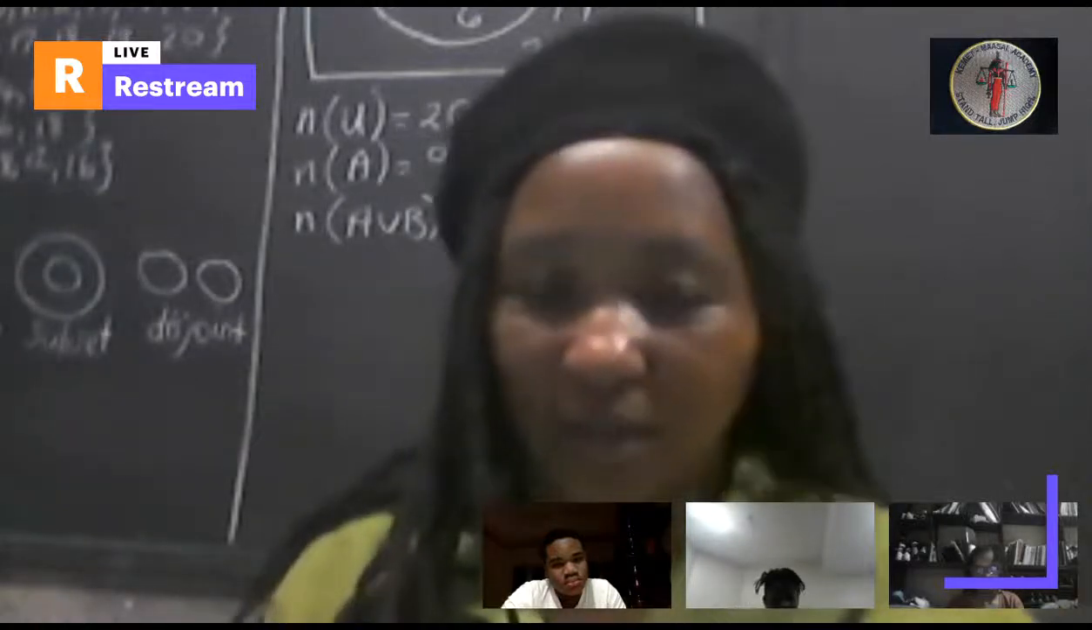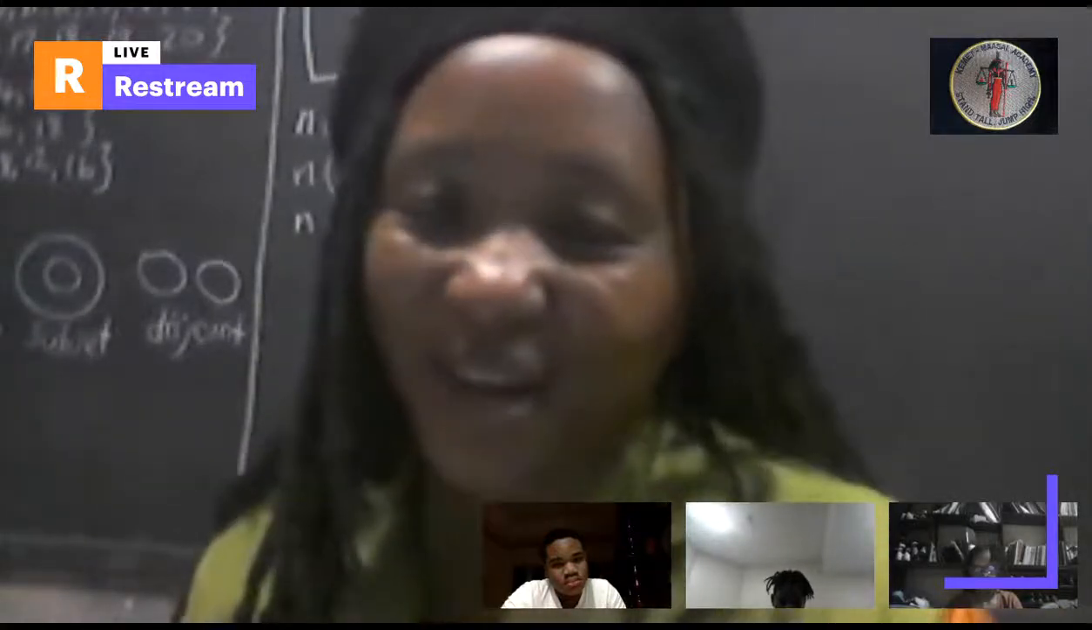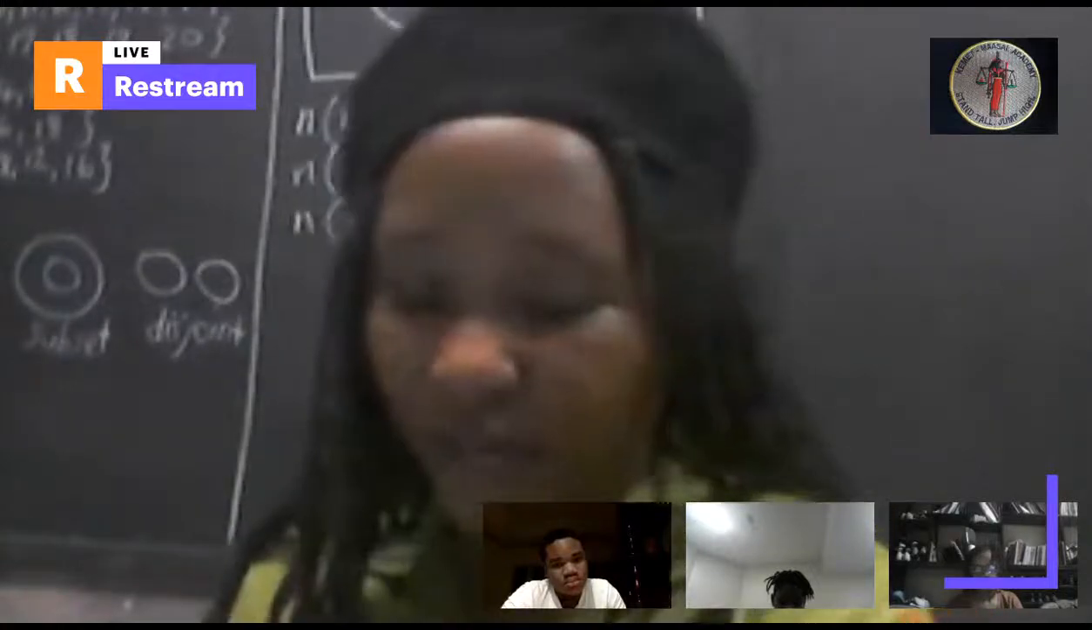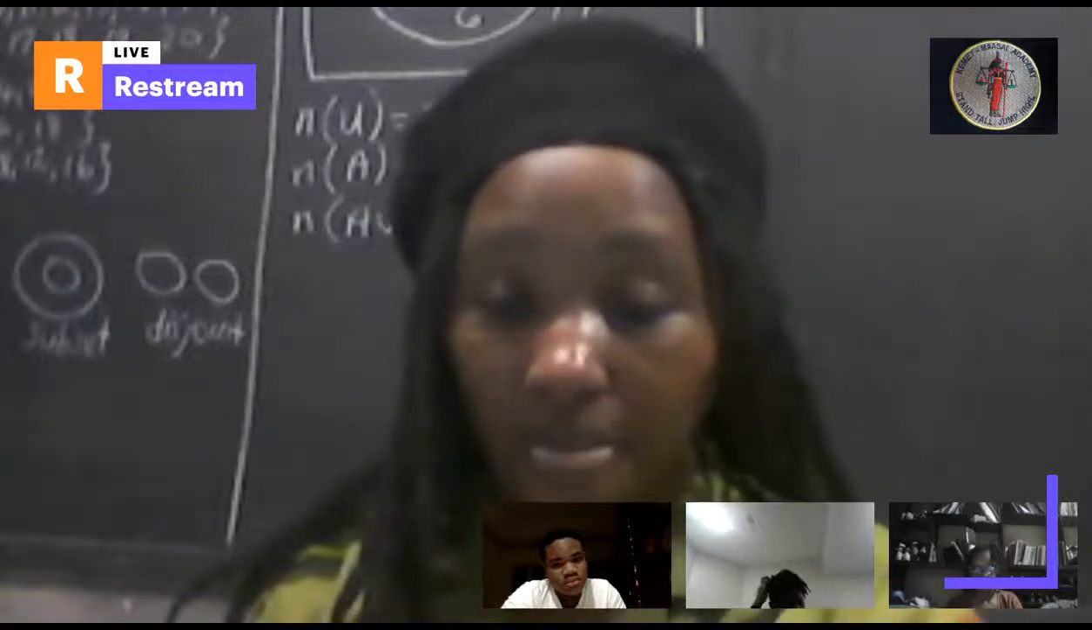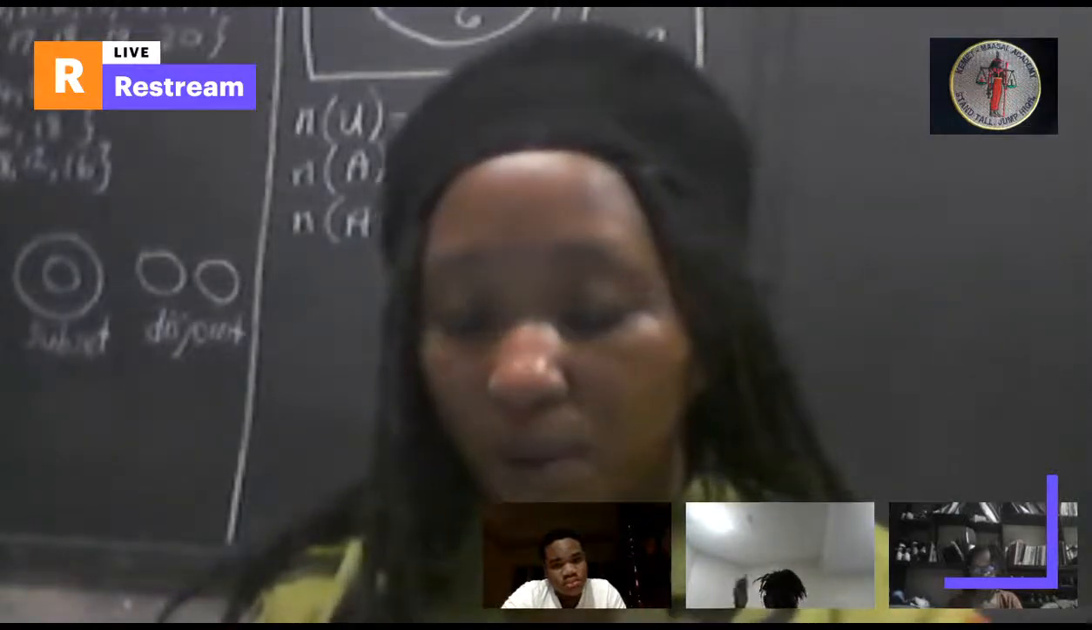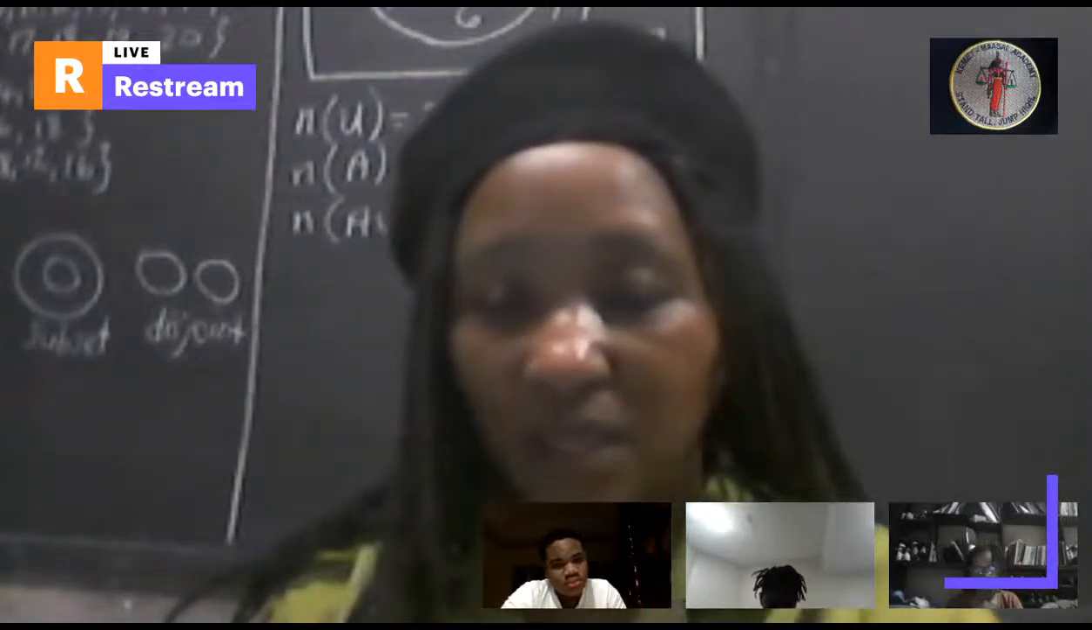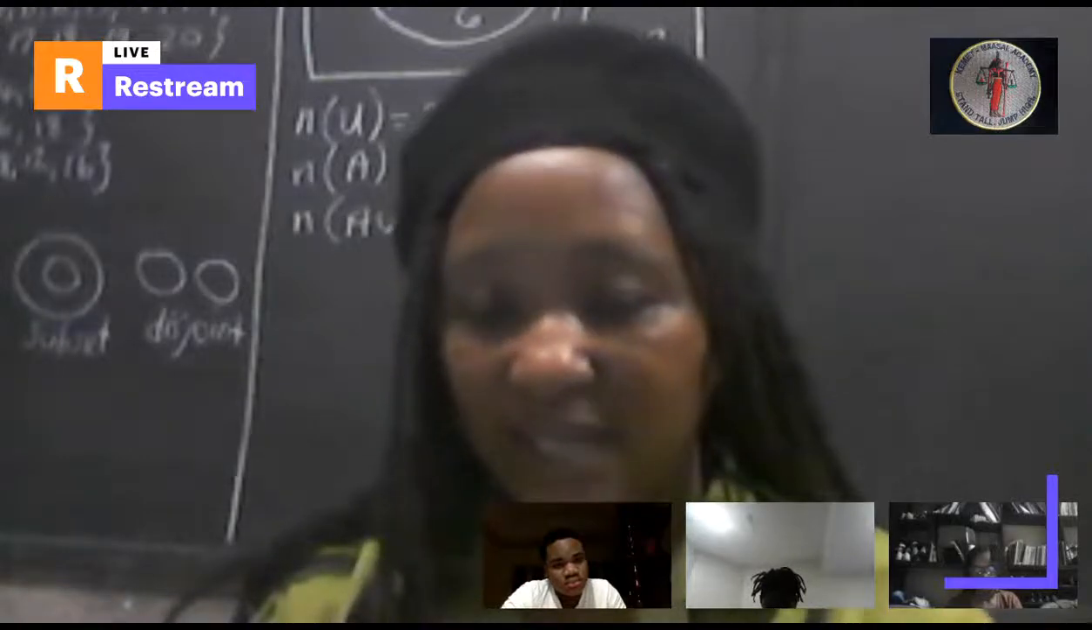Okay, so all right. So for the universal set, it's the number in A, which is 50, plus the number in B only, which is 17, and we got 67.